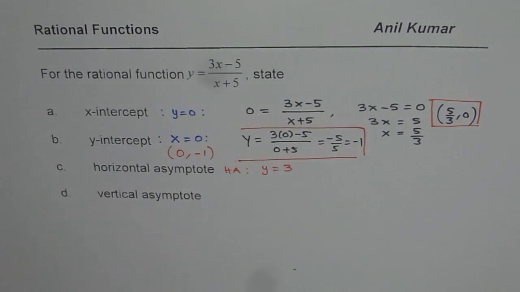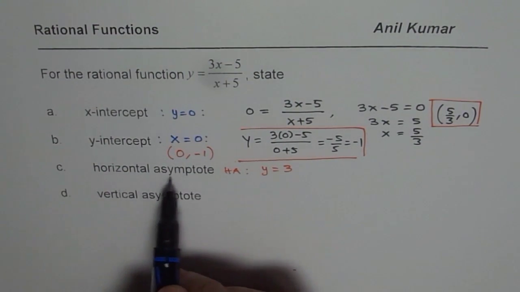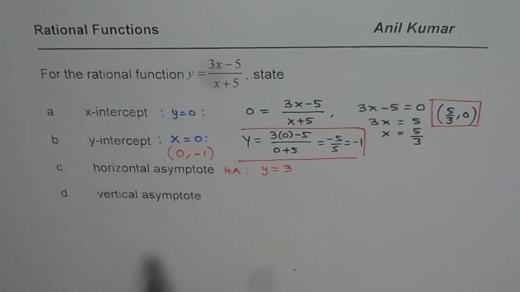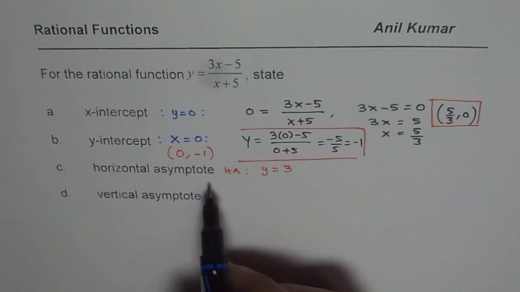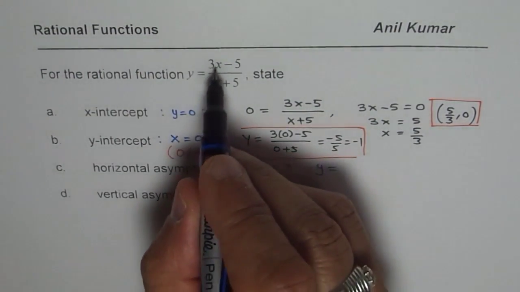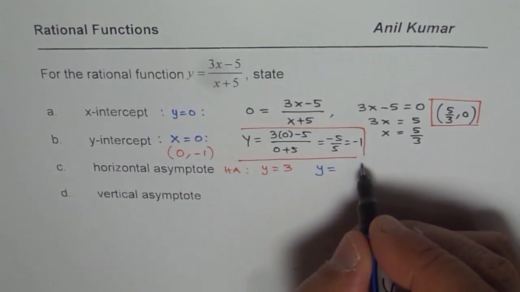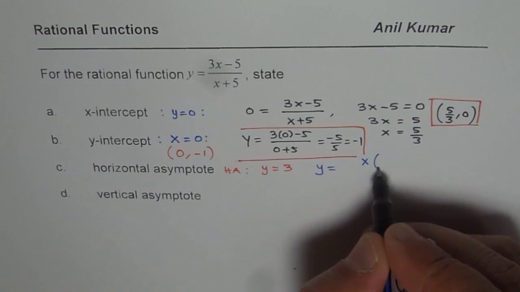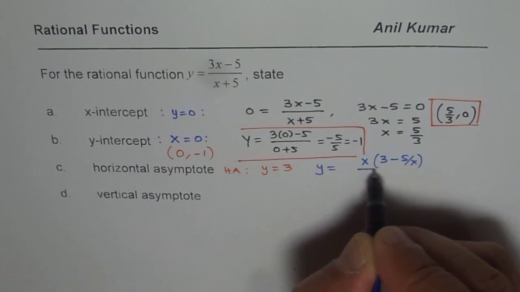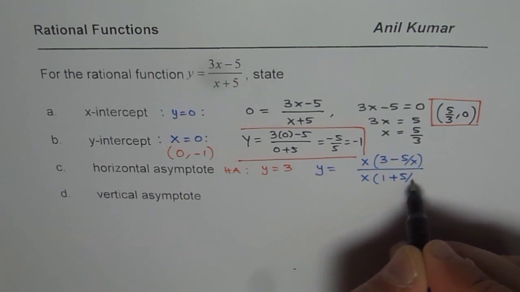Now, algebraically, we can actually prove it also. What is a horizontal asymptote? It is a position which the graph is about to reach when x is very, very large. So what we can do is write this as, if I factor x from the numerator, I get x times 3 minus 5 over x. And in the denominator, if I factor x, I get 1 plus 5 over x.